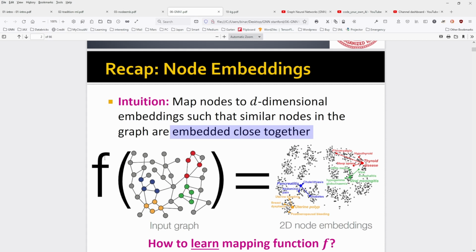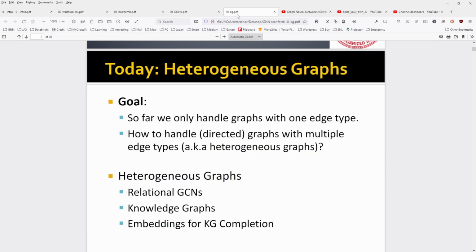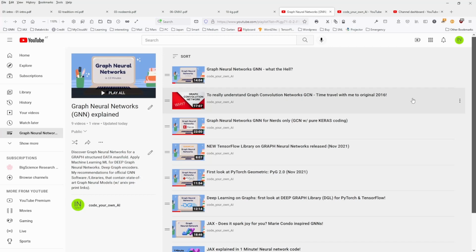As I told you, you have a function f, you have your graph structure, your data structured in a graph, and you want to find a representation where the embeddings are such that similar nodes in the graph are also embedded close together. So this red cluster here, you find this red cluster close together here in a two-dimensional node embedding representation. And this is exactly the theoretical background.